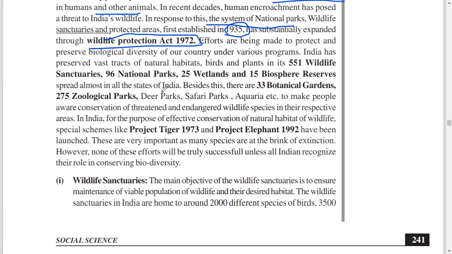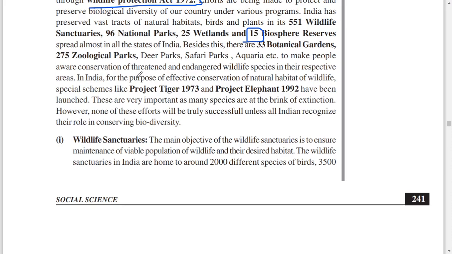Ye number badh gaya hai recent mein, lekin ye diya gaya hai. Abhi to increase hua hai wildlife sanctuaries mein, national parks mein, Ramsar sites mein. 18 biosphere reserves, 33 botanical gardens, okay, ye sab mein hai, padhna hai hamko, deer parks, safari parks.